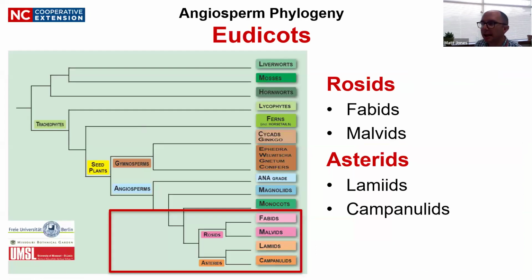Okay, finally, with the eudicots, these are the largest group of the angiosperms. Most species are eudicots. And we divide them into two big groups called the rosids and asterids. Those are subdivided into other groups called the fabids and malvids, and then the asterids, the lamiids and campanulids. So I'll show you just some of the many examples of these different subgroups.